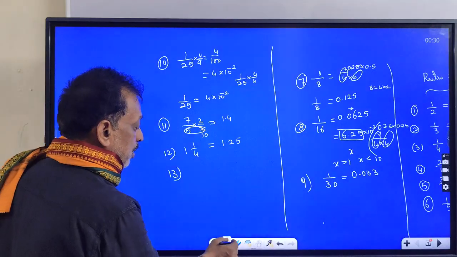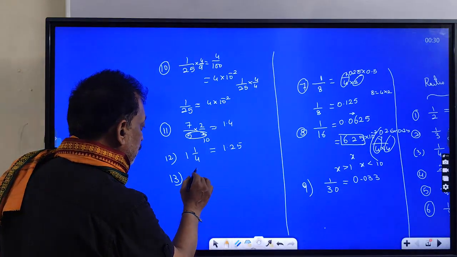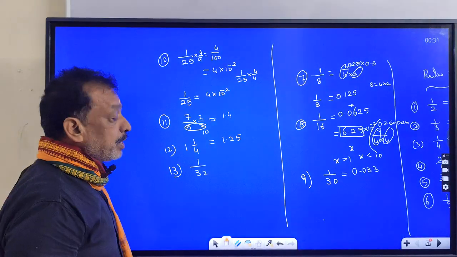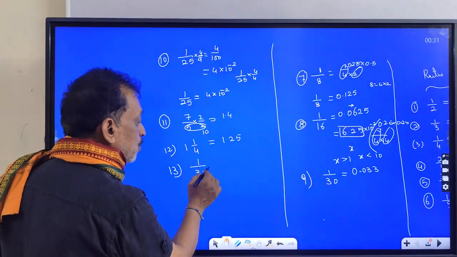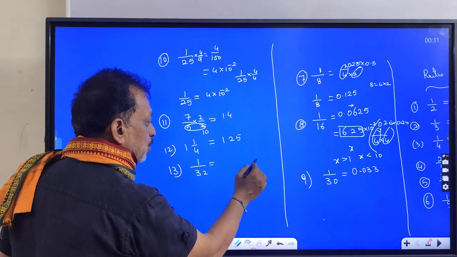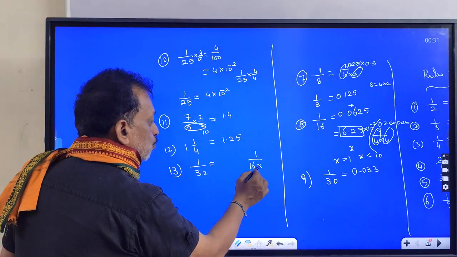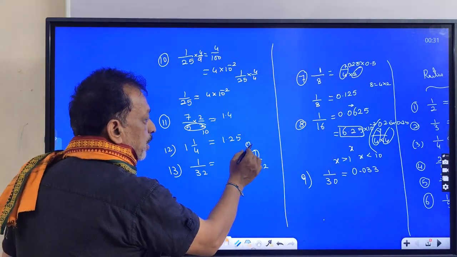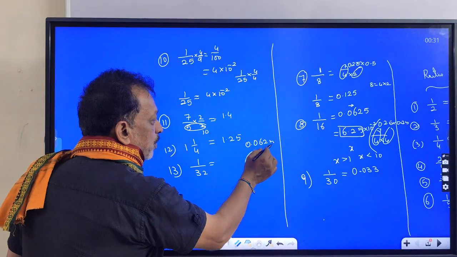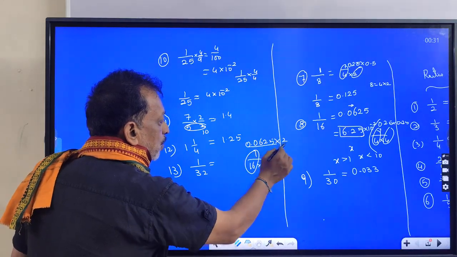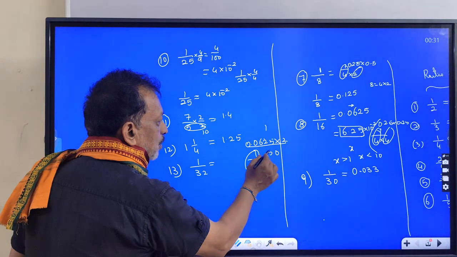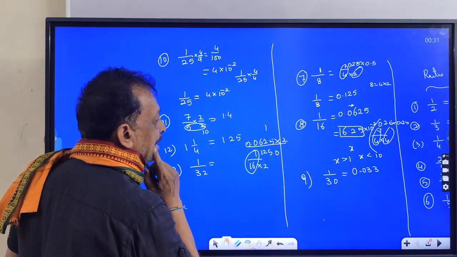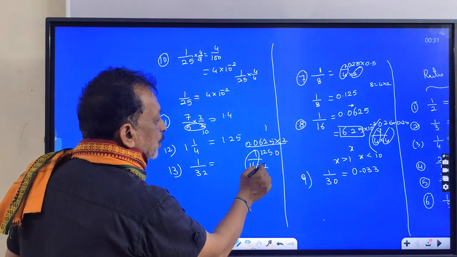Now next, you take any number, any calculation, and try to get zeros in the denominator, whatever you want. Next, 1 by 32. What to do? 1 by 32 is nothing but 16 twos are 32, so 1 by 16 into 2. 1 by 16 you already know, 0.0625, into 2, double the number. So now it becomes 0.125.